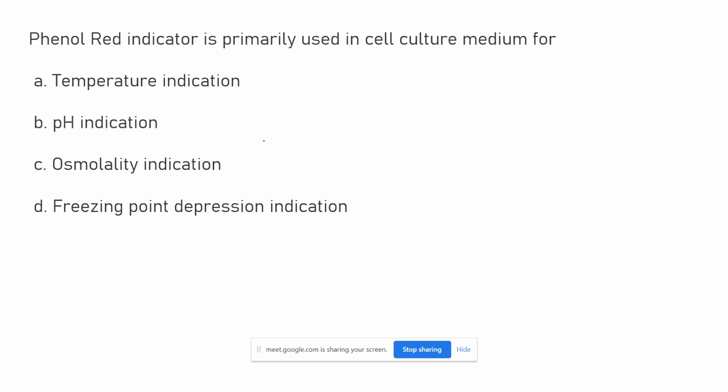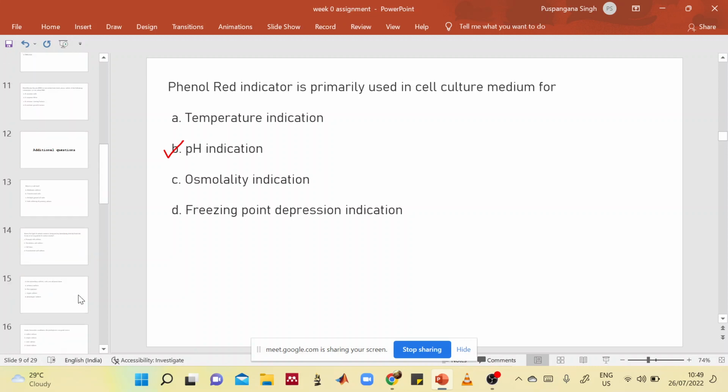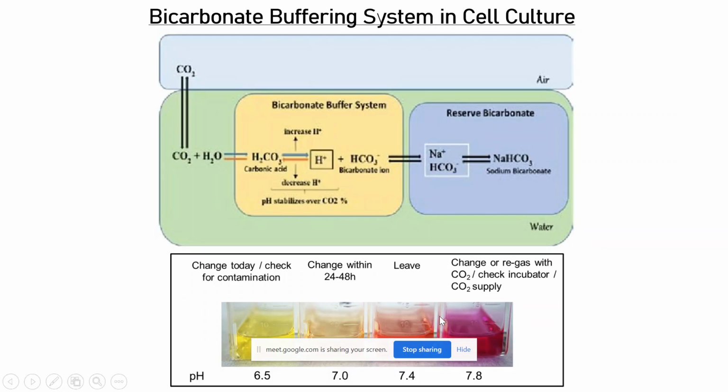Next question is, phenol red indicator is primarily used in cell culture medium for. So here phenol red indicator is used for pH indication. So phenol red has a wide variety of colors which it can show at different pH. This thing will also come in a later question, but I'd just like to show you what are the different colors that phenol red can show.